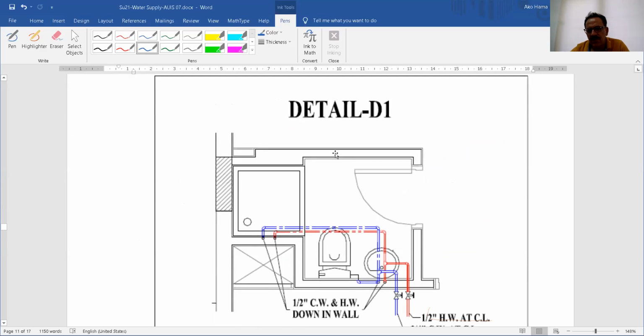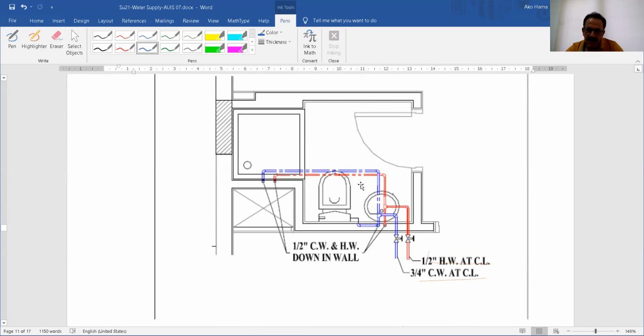When you are going to give details for the design, you have to give these types of shapes. You have to say this is the fixture or this is the shower. This shower should have hot and cold water. Hot water is written as HW, and CW is the cold water, the blue one. It is 1/2 inch, which means the diameter of the pipe. Down in wall means it runs from up to down, inside the wall. Also you have to say there will be a valve here, and there will be a valve there.